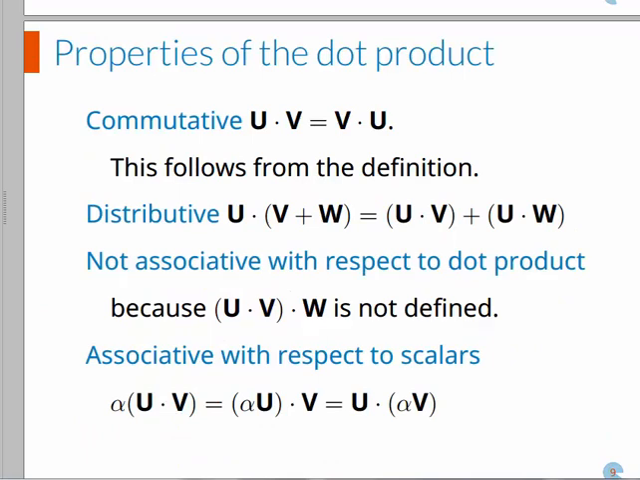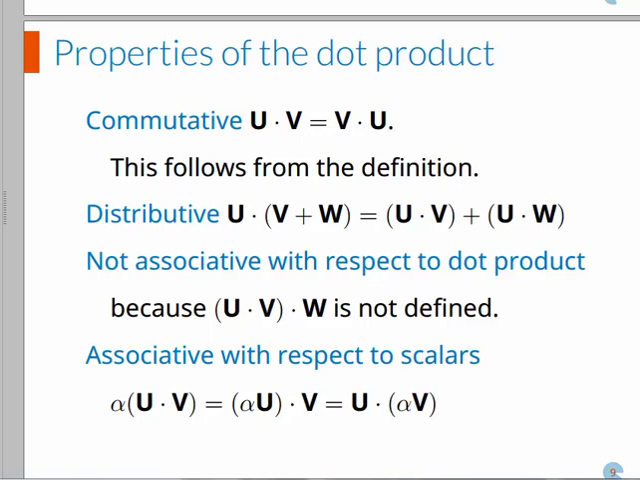We're going to list now some of the properties of the dot product, and in a sense we're comparing this dot product to what we know from algebra. You can recall that from algebra we had properties of being commutative, distributive, and associative. Some of these apply and some of these don't.